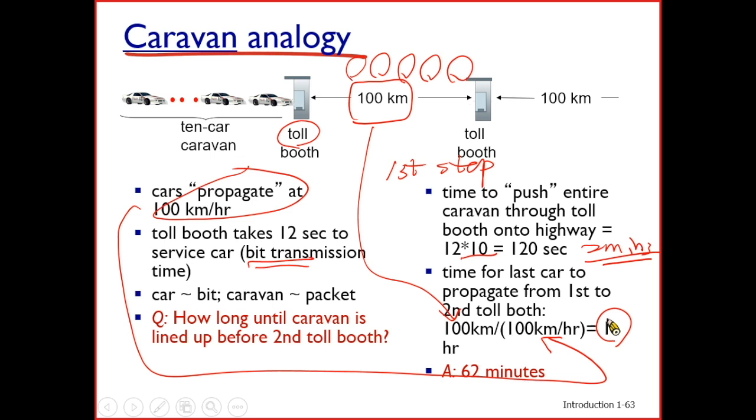Because of the special example, for real packet transmission or real packet propagation, the first car in fact can go through the second toll booth. Even for the real case, the caravan can go through the toll booth directly. But why in the current example do we not allow the first car to go through the second toll booth?